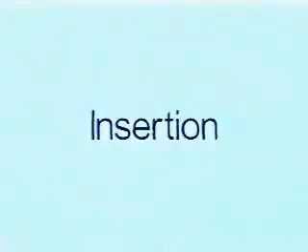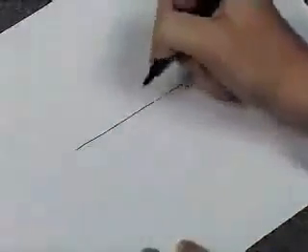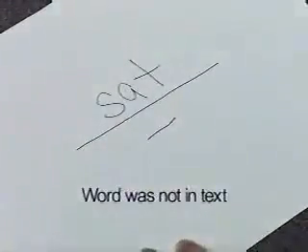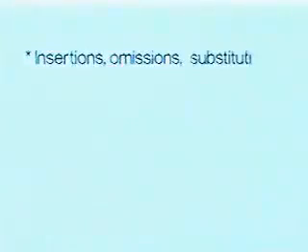An insertion is recorded in the opposite manner. In this case, a dash is written below the line and the word inserted is written above the line. This indicates that this word was not in the text. Insertions, omissions, and substitutions are all considered errors.